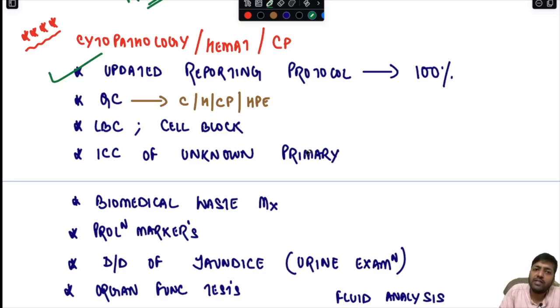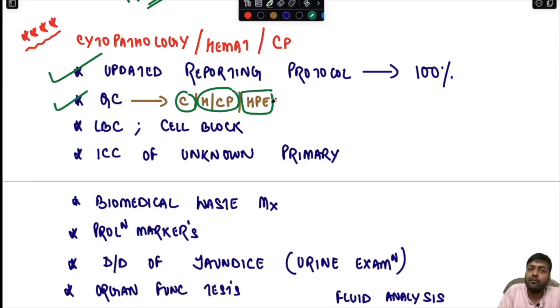What are the other questions which can come? Quality control, QC. Now QC mainly I have discussed for hematology and clinical pathology. Okay, whatever is discussed will suffice. Even for cytology that will suffice. For histopathology, again it is very important. QC for histopathology is separately given in your Bancroft.